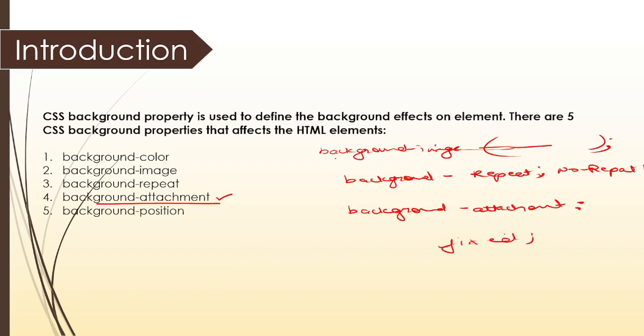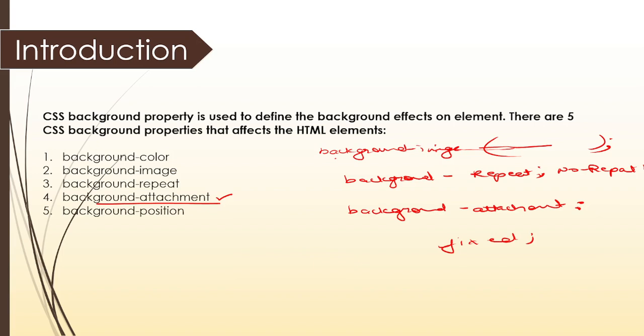So what does that mean? The background attachment property is used to specify if the background image is fixed or scrolls with the rest of the page in the browser window. I am repeating this definition. Note it down. This is very important. The background attachment property is used to specify if the background image is fixed or scrolls with the rest of the page in the browser window.